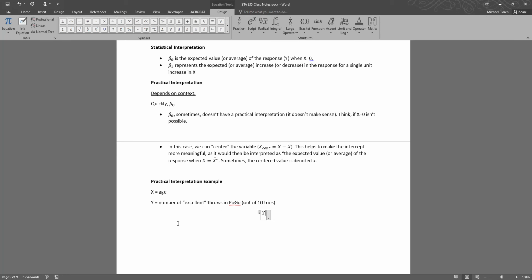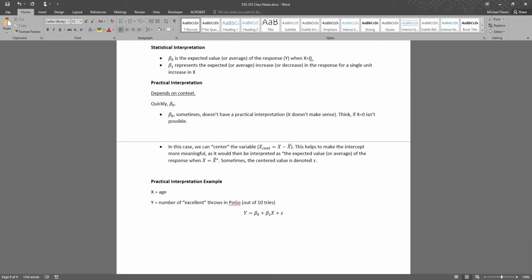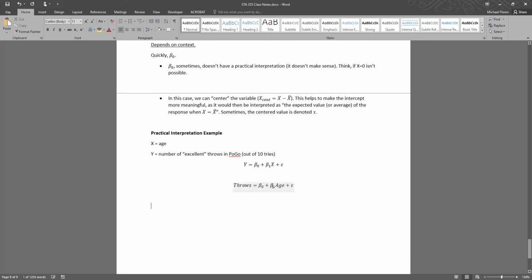So our model, we have y equals beta 0 plus beta 1 x plus epsilon. Now sometimes when I write out my model in an applied situation, I'll actually write in the variable names. So in this case, y is throws and x is age, and this makes my equation a lot more readable. My outcome is throws, my independent variable is age, and I'm studying the relationship between the age of the player and the number of excellent throws they can make.